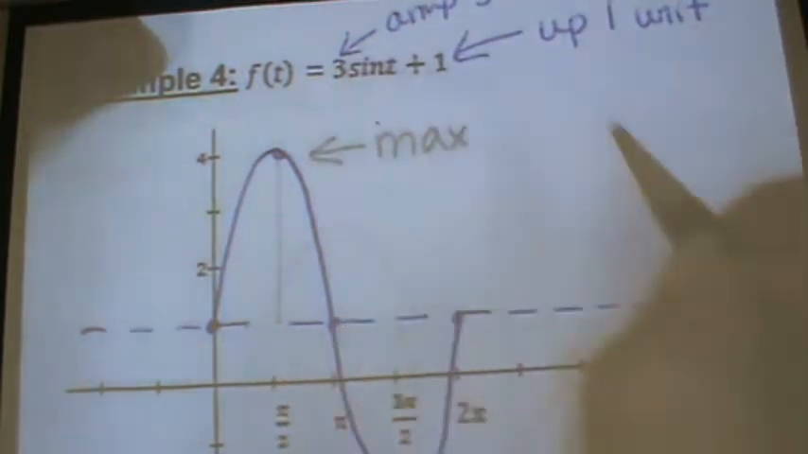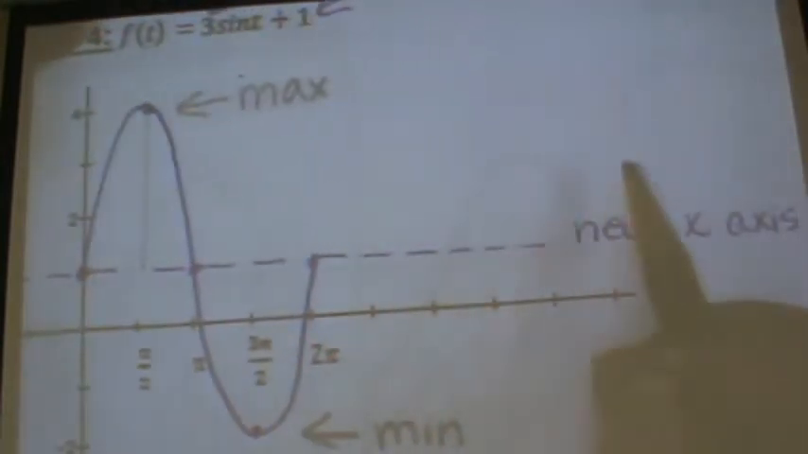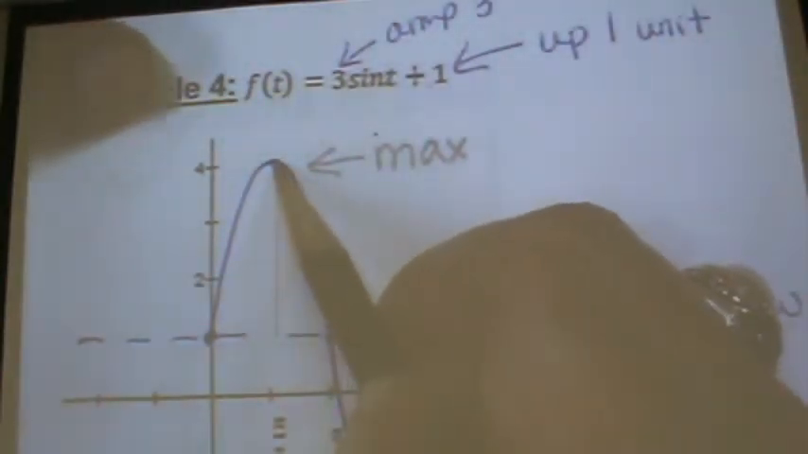Your amplitude is the distance from your x-axis to your highest point. What's this 4 called? Your 4 is your maximum, and this is gonna be your minimum. Your period is always gonna be 0 to 2 pi. Your maximum on this one is 4. That's the highest y value that our graph reaches. The lowest y value is -2.